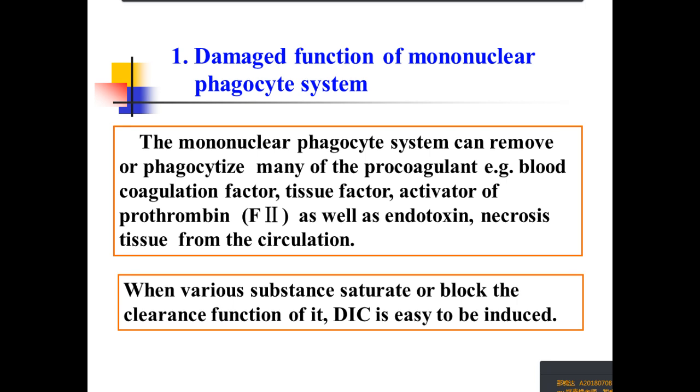Now, trauma has necrotic tissue. Understand? Now, infection has endotoxin. So the mononuclear phagocyte system now phagocytizes a lot of necrotic tissue and endotoxin. So the system can't phagocytize coagulation factors. Understand?